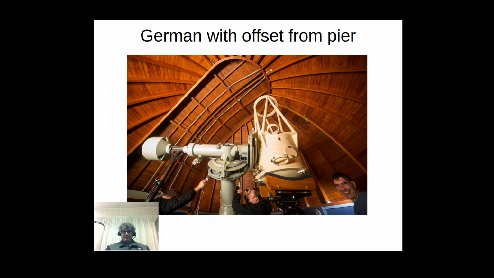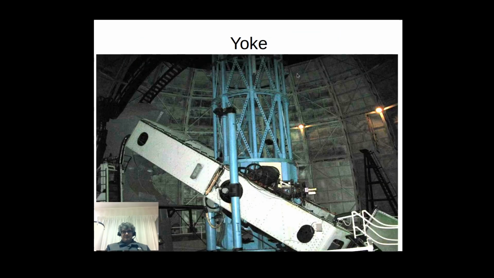The advantage of coming under the mount is that it keeps the eyepiece at a reasonable height on a large telescope like this, or cameras and other things. So that's a German equatorial with a pier offset. Okay, just quickly look at a couple of others used with large telescopes.